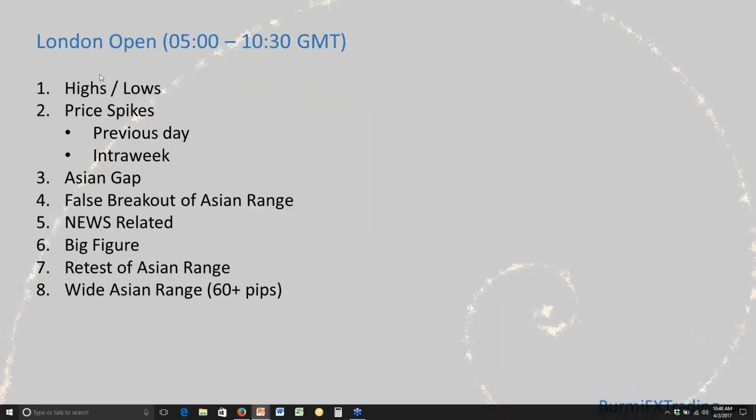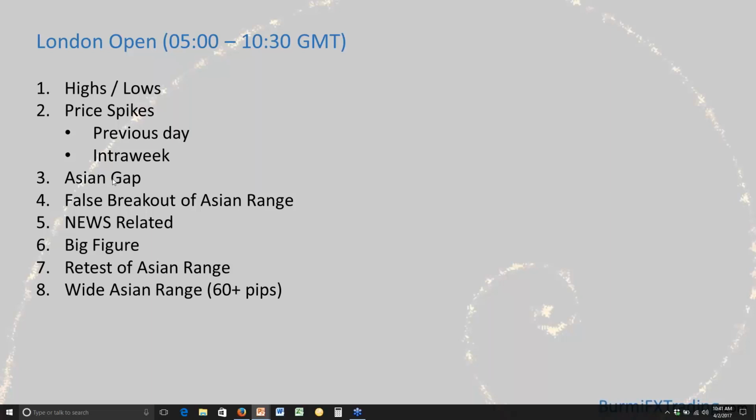So let's look at London open session here. London open session is from 5:00 GMT to 10:30 GMT, and based on my sample sizes from my study, I came up with all these price behaviors. Some of them we trade, some of them we don't trade. Okay, so we have highs and lows.